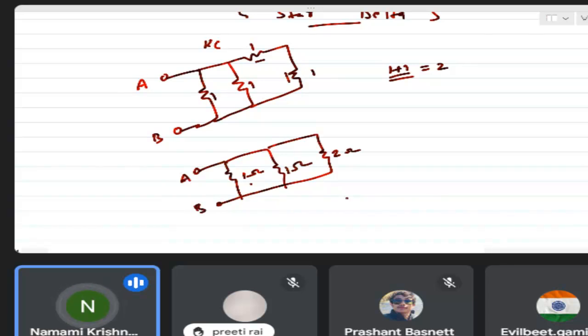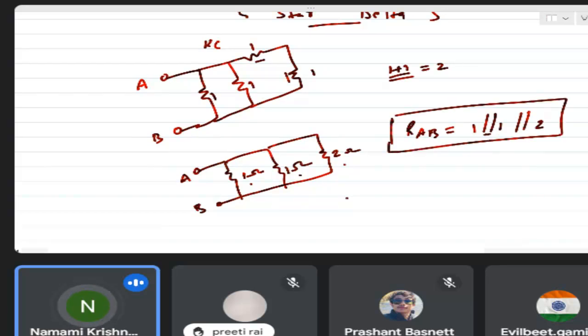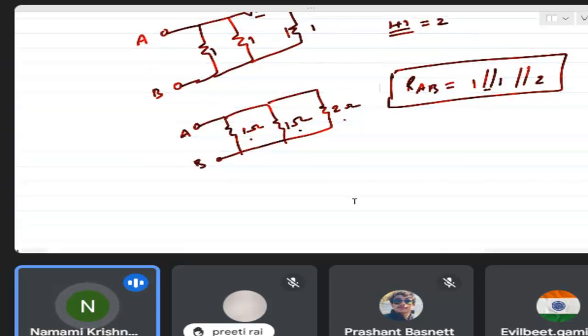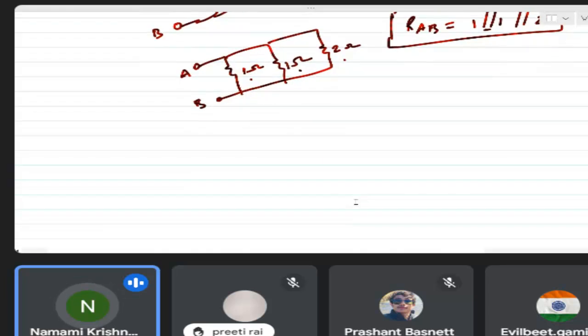This one and this one, are they connected in series or parallel? They are connected in parallel. So what will be the equivalent resistance? 1 parallel with 2. This is the sign of parallel: 1 in parallel with this 2. This will be the equivalent resistance. Now maybe some students struggle: sir, how can you identify that this is in series and this is in parallel?